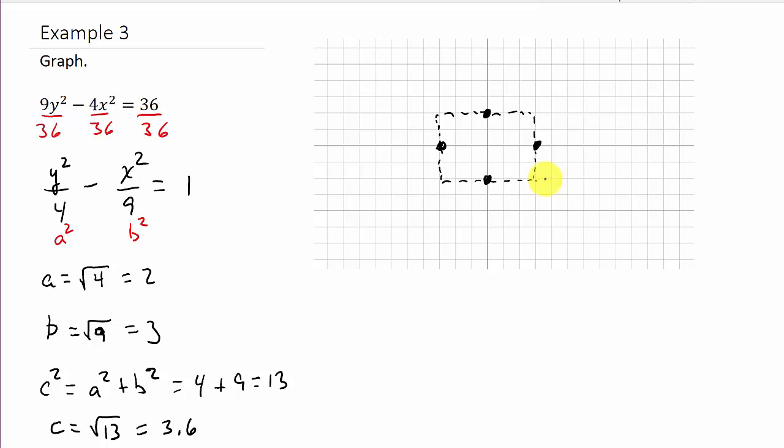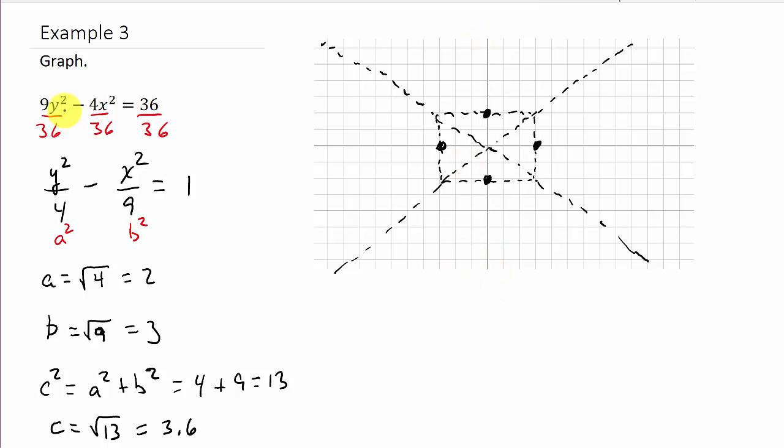We're dashing this in because it's hidden. It's not part of the graph. We're using this as a guide to draw our hyperbola. And now by connecting the diagonals of the box, that's going to give us our asymptotes. And so there's our asymptotes. And so now we can draw in our hyperbola.